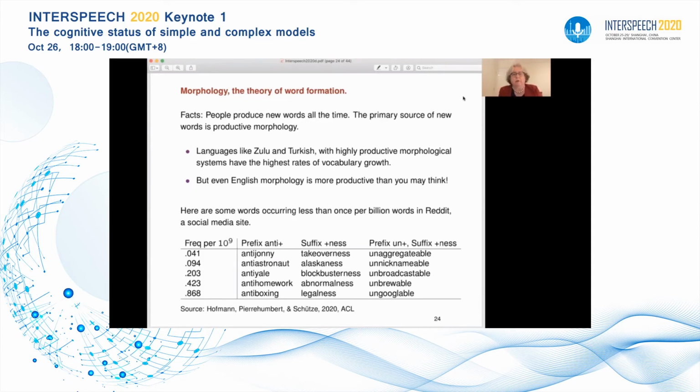And here are some words occurring less than once per billion words in Reddit, which is a social media site, and a billion words is several lifetimes of linguistic experience. So any individual person who's listening to this talk probably has seen hardly any of these words before. Those are words like blockbusterness, unnicknameable, anti-Yale.